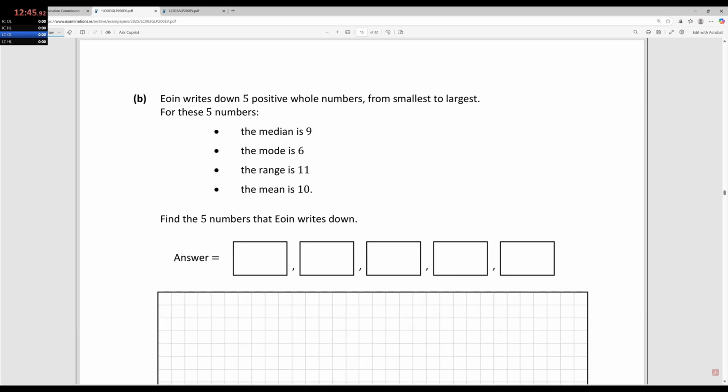Five positive whole numbers, from the smallest to the largest. 9 is the median. The mode is 6, so that means it shows up the most often. There has to be 2 of them. The range is 11, so that has to be 17, and the mean is 10. They add up to 38 at the minute, but they have to add up to 50, so that would be 12.